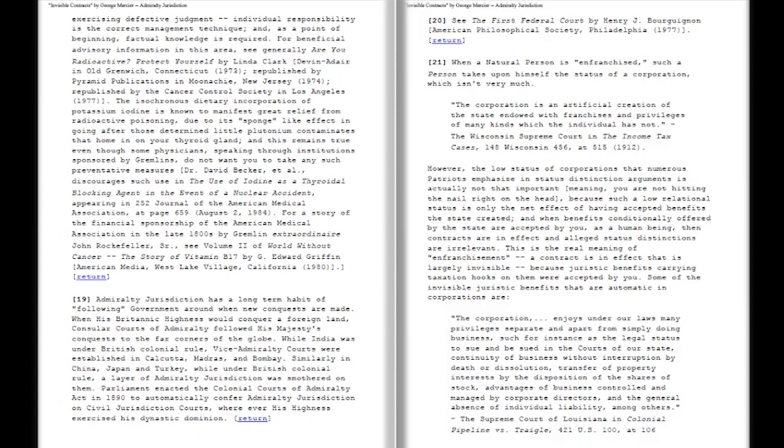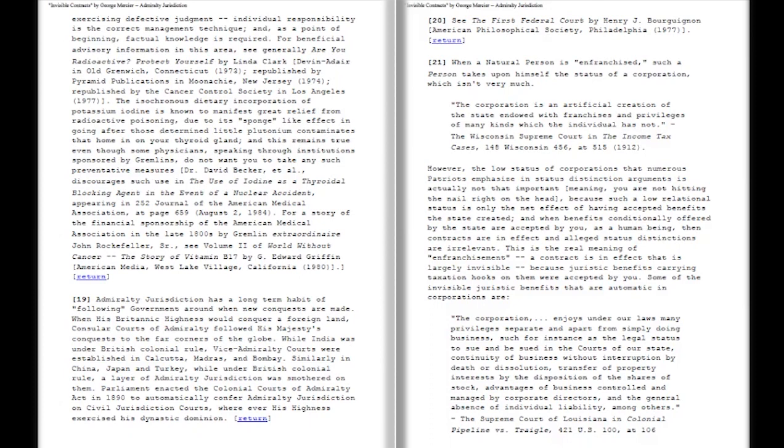1977. The isochronous dietary incorporation of potassium iodide is known to manifest great relief from radioactive poisoning, due to its sponge-like effect in going after those determined little plutonium contaminants that home in on your thyroid gland, and this remains true, even though some physicians, speaking through institutions sponsored by gremlins, do not want you to take any such preventative measures. Dr. David Becker, et al., discourages such use and the use of iodine as a thyroidal blocking agent in the event of a nuclear accident, appearing in 252 Journal of the American Medical Association, at page 659, August 2, 1984.